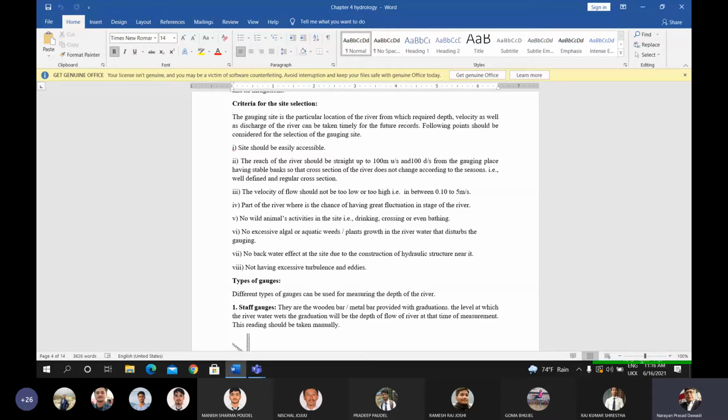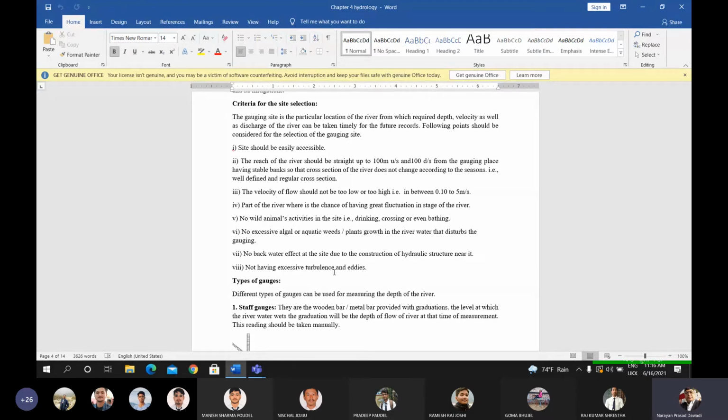Okay, this is another point. The velocity of flow should not be too low or too high. The velocity must be 0.1 to 5 meters per second. At the gauging station, the velocity should not be less than 0.10 meters per second and should not be higher than 5 meters per second. Okay, this is the condition. The part of the river is the chance of having great fluctuation stage of the river.